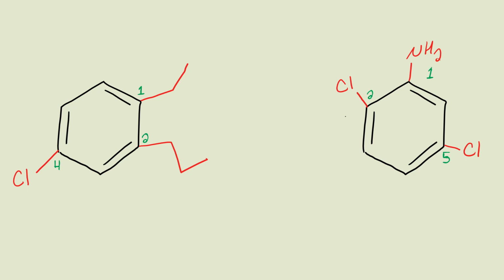Now let's name the substituents. On the left, this one is an ethyl, this one is a propyl, and the last one is chloro. On the right, both substituents are chloro. Next we have to alphabetize them. Even though this chloro has the lowest number, it'll go in front, followed by ethyl, and then propyl. The one on the right has 2 of the same substituents, so we'll use dichloro to name it.